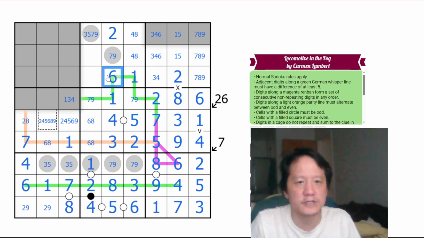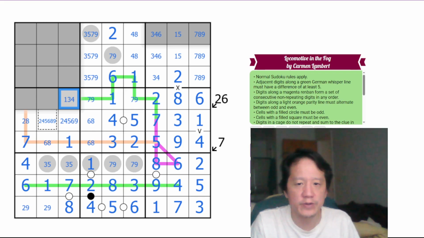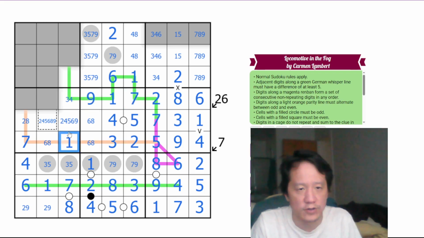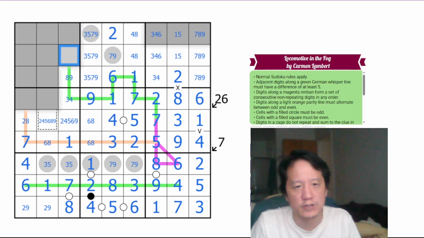This can't be 6 because of this 6. We just have 3, 5, 7, 9 remaining here. This can't be 1 because of this 1. Therefore, this is a 3 or 4. 3 or 4 can only be next to 9 out of 7 or 9 on a German whisper line. So this is 9, this is 7. The 3 or 4 can only be next to 8 or 9 on a German whisper line, and then this has to be low. So this could be 1 through 4, but it can't be 1 because of that 1.